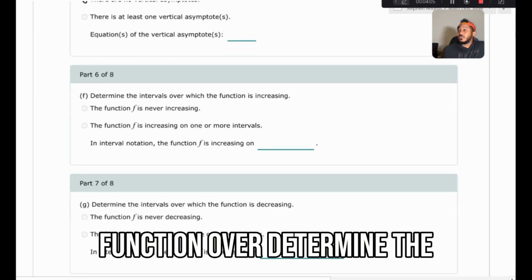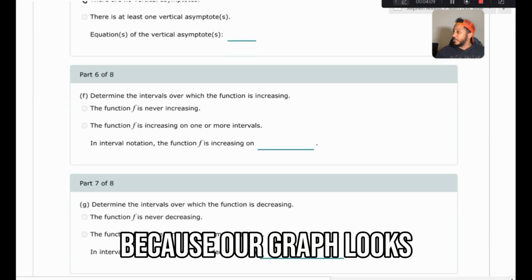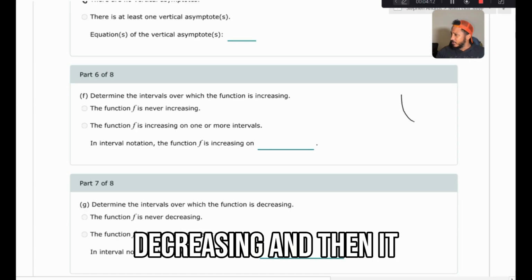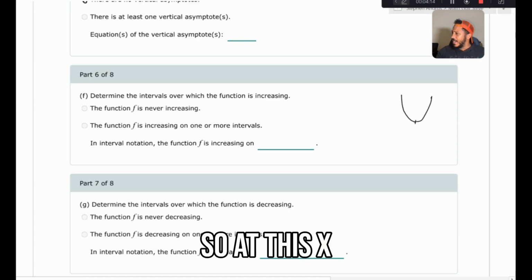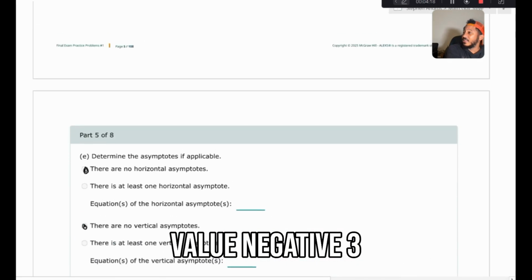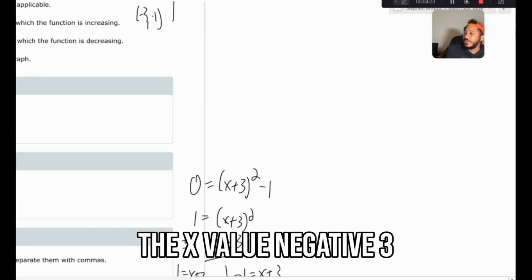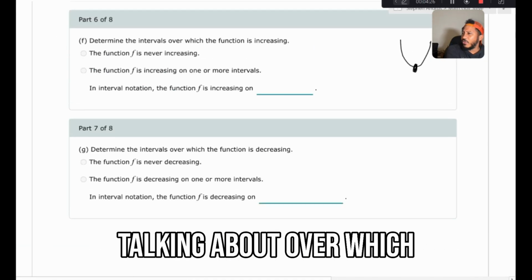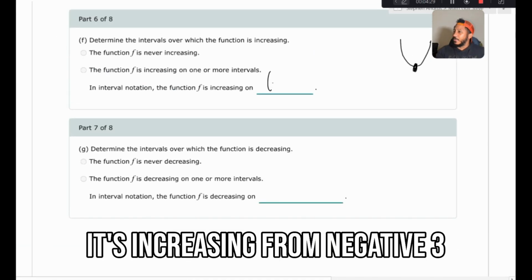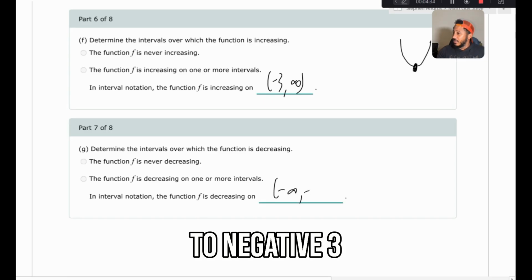Number 6 says determine the intervals over which the function is increasing, right? So again, because our graph looks like this, decreasing, and then it starts to increase. So at this x value is where it starts to increase, and that's at the x value negative 3. So again, with increasing and decreasing, we're talking about over which x values, right? So it's increasing from negative 3 to infinity, and it's decreasing from negative infinity to negative 3.